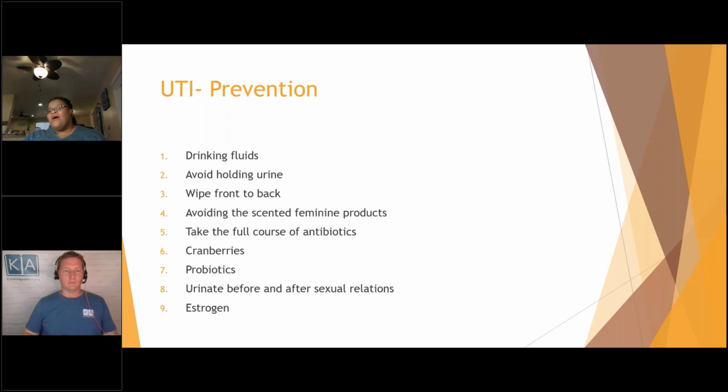Now, how can we prevent this? That's the key for diseases. We want to prevent things from happening, right? Drinking fluids. Try and get your 6 to 8 glasses of water per day or fluids per day. Keep things flushed out. Keep your urinary tract flushed out.